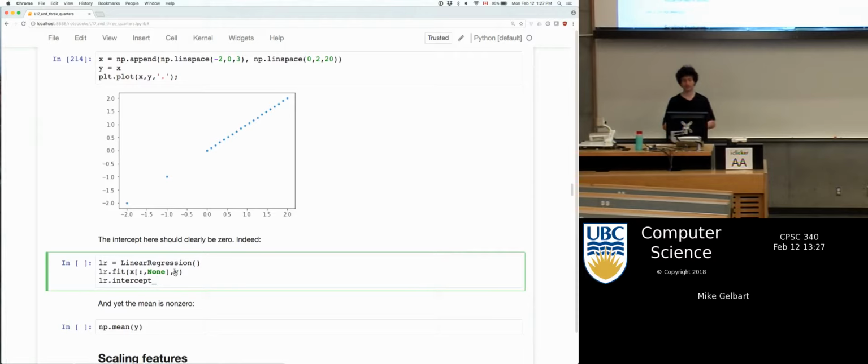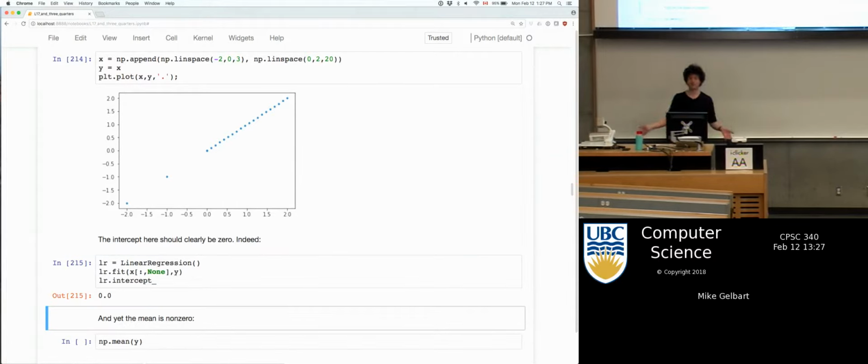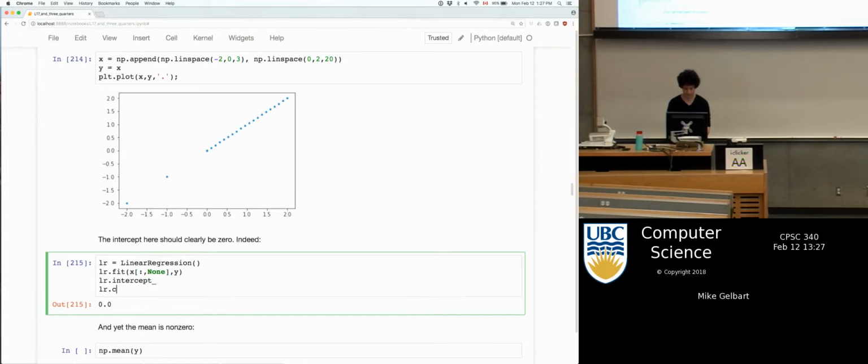And so I can run it. I can call scikit-learn's linear regression, fit it on this data set, print out the intercept. I get 0. That's exactly what I expect. I could print out the coefficient, and it would just be 1. I don't even know why I'm doing this, but it should be 1. It's just the slope of the line. Okay.